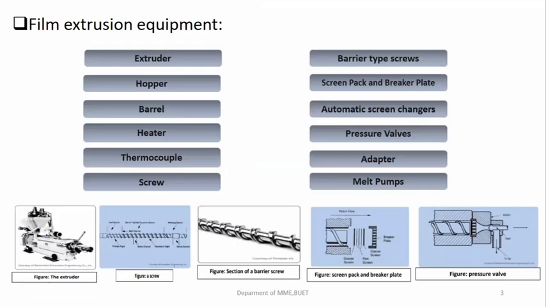Next, film extrusion equipment includes the extruder, hopper, barrel, heater, thermocouple, screw, barrier type screws, spin pack and breaker plate, pressure valves, adapter, melt pumps, etc.